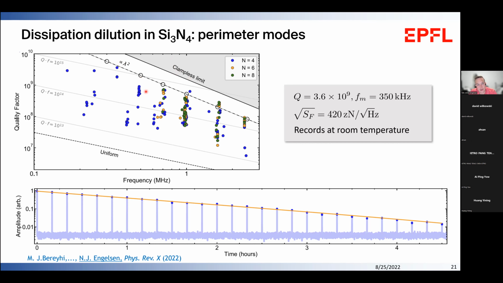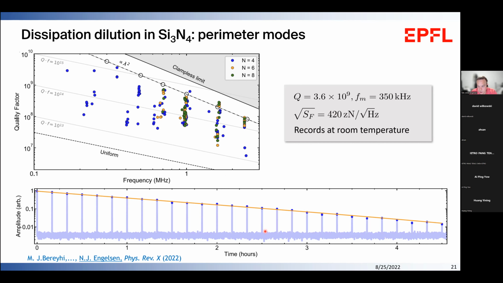So with these polygons, we can get the right scaling and go to quality factors of about 3.6 billion at 350 kilohertz. And this gives a force sensitivity of 420 septonewton per root hertz. According to some estimates, if you had a force sensitivity in the tens of septonewton per root hertz, you could sense the magnetic moment of a single proton with magnetic resonance force microscopy.